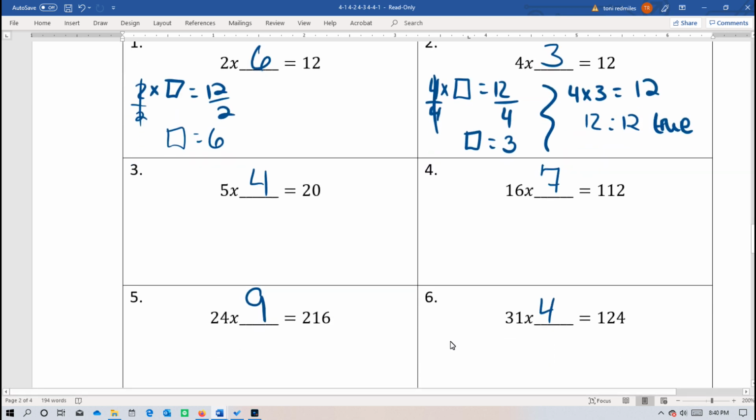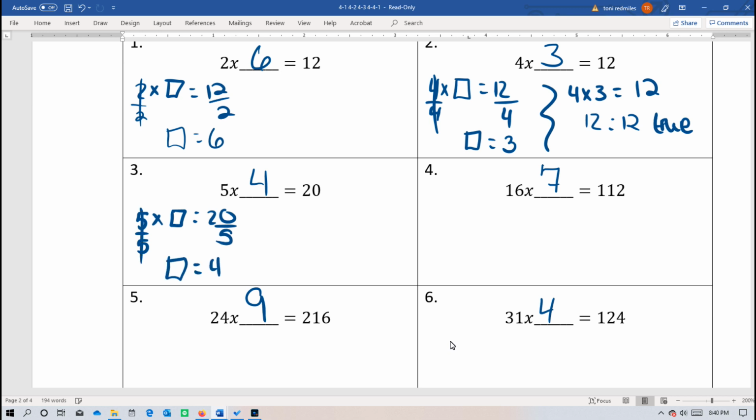All right, so in this one, I want to divide both sides by 5. Cancel, cancel, my box equals 4. All right, which is exactly what I got. All right, you should be hitting the ground running because multiplication is probably the easiest thing we're going to learn in all this. So we're going to divide both sides by 16.